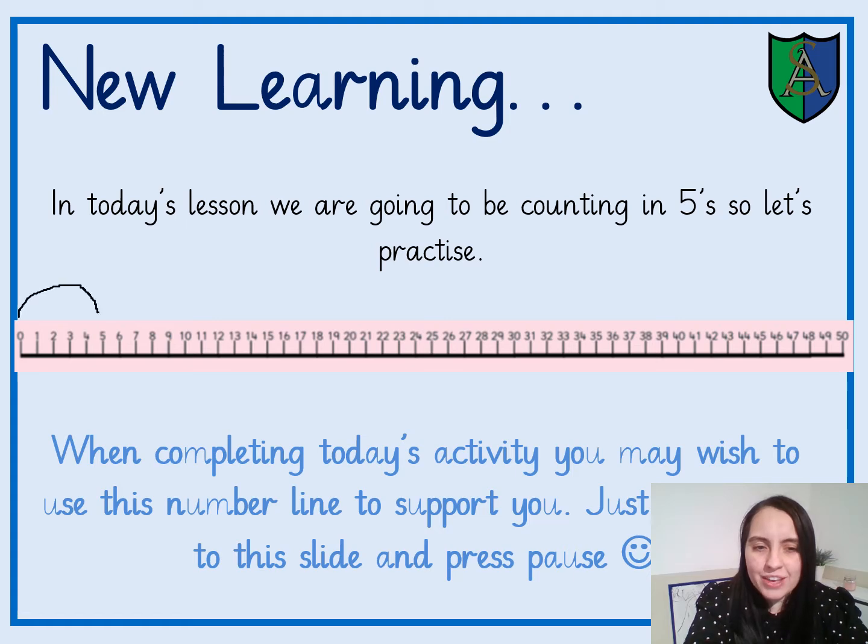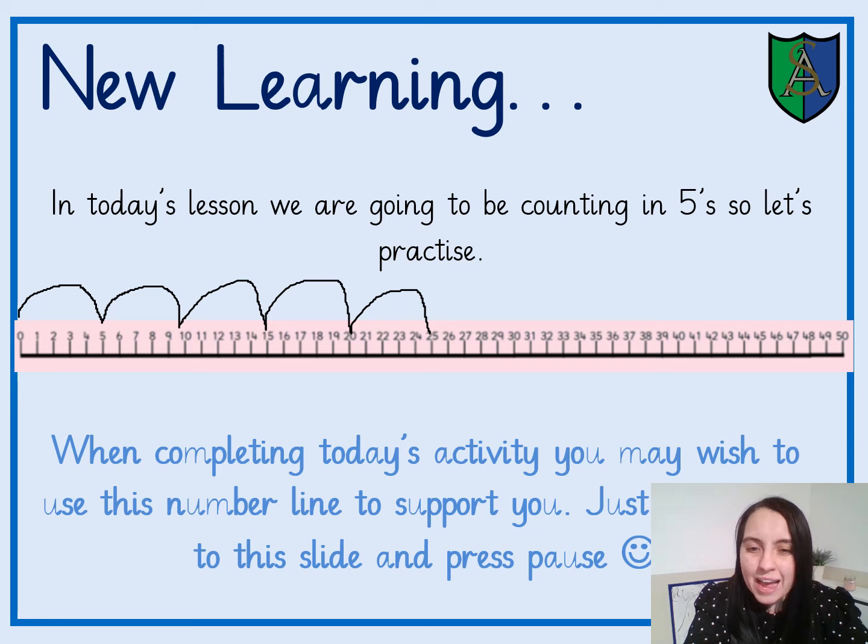1 times 5 is 5. 2 times 5 is 10. 3 times 5 is 15. 4 times 5 is 20. 5 times 5 is 25. 6 times 5 is 30. 7 times 5 is 35. 8 times 5 is 40. 9 times 5 is 45. 10 times 5 is 50. Super, well done everybody.